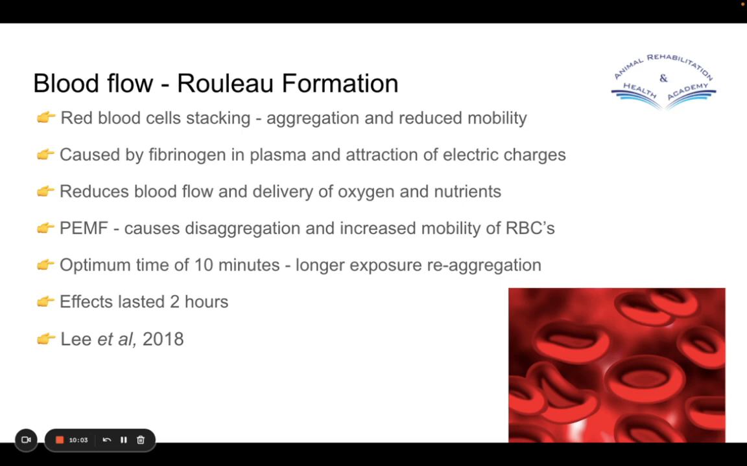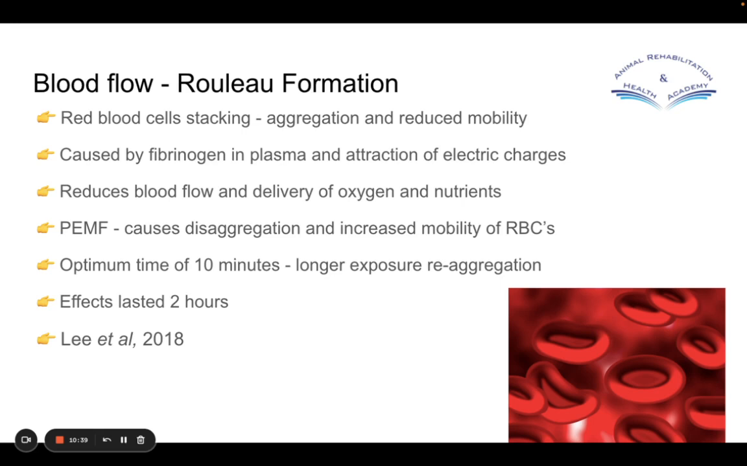So this is where the peripheral capillaries are becoming clogged with this Rouleau formation, and it can be a problem, and it does reduce circulation quite significantly. So what PEMF does is it causes disaggregation and increased mobility of the red blood cells. So it recharges them, they repel each other. These are some of the theories behind this, and it just causes them to break up and move along.